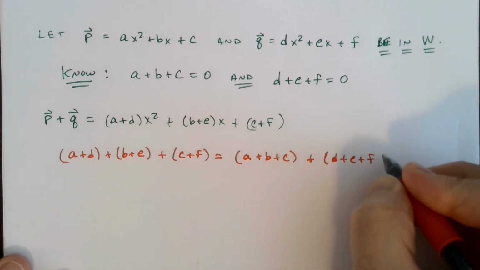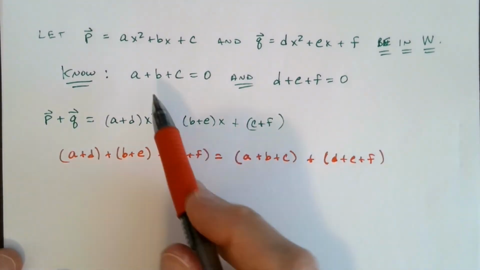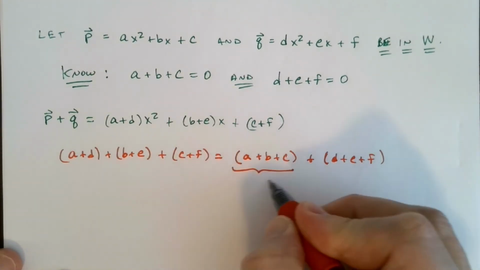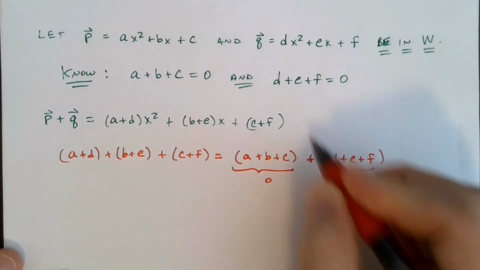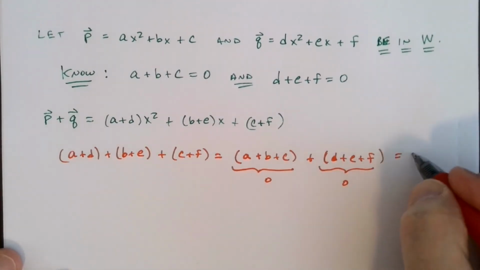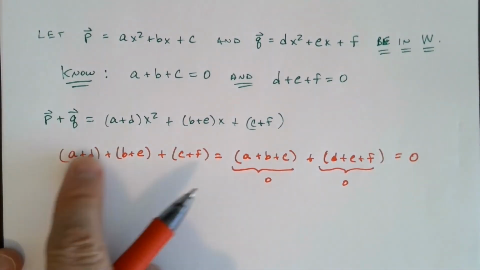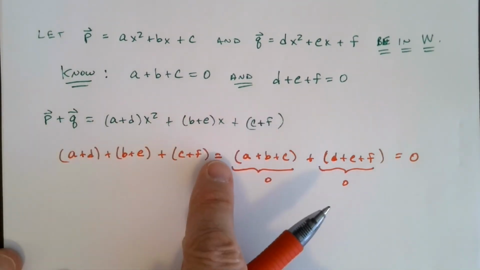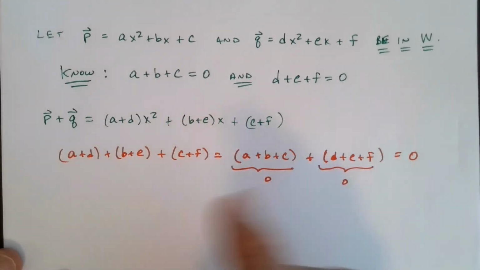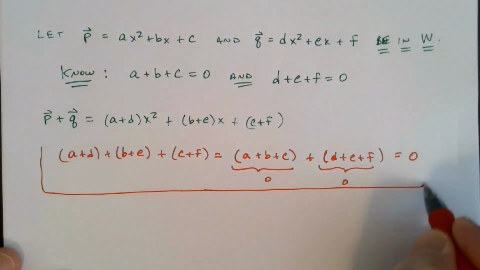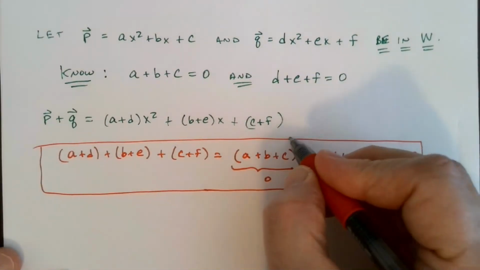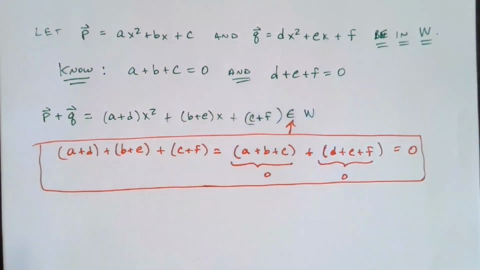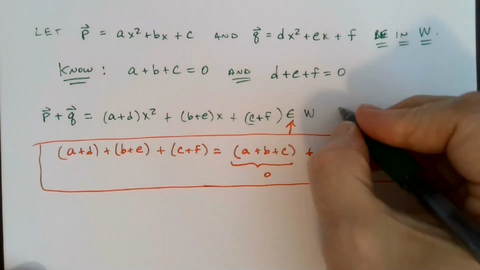Why am I going to do that? Because look what we know. Look at the facts that we know up here. What's a plus b plus c? This thing here, I know is 0. This thing here, I know is 0. And 0 plus 0 is indeed 0. So what have I shown here? The sum of the coefficients of this polynomial is equal to 0. So this is the important step you have to show. This tells me what? That this thing is in W, and we're closed under addition.